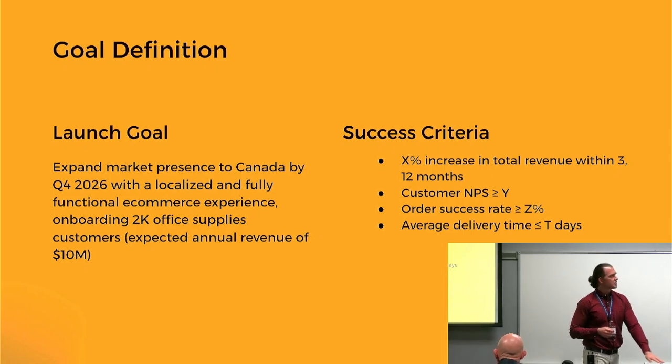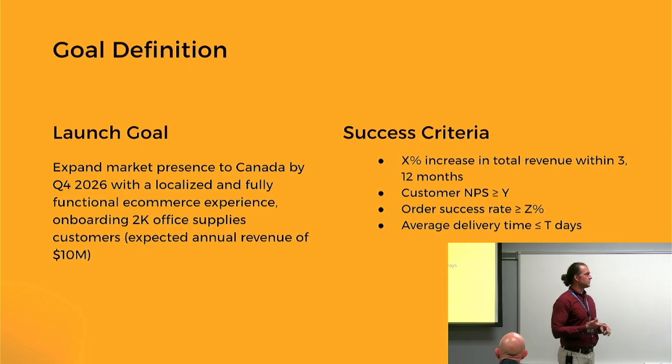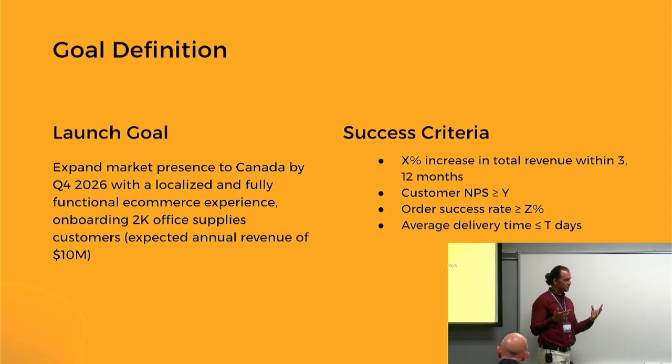Success criteria also are important. This is a very dumbed down version of success criteria. You would go very specific and very granular, but for an e-commerce site, what's most important? GMV, right? Gross merchandise volume and transactions, as with Amazon, customer NPS, because this is a B2B offering, and then also order success rate.